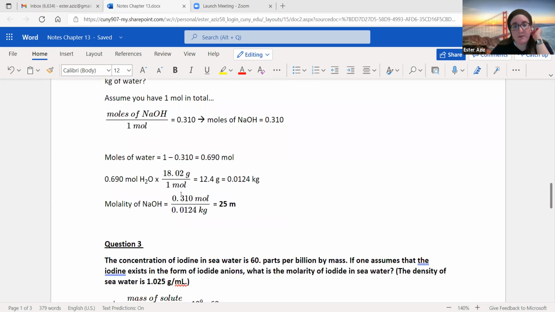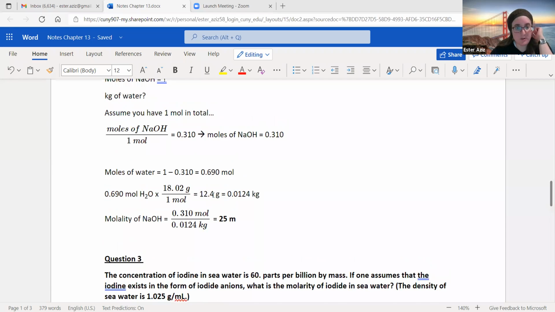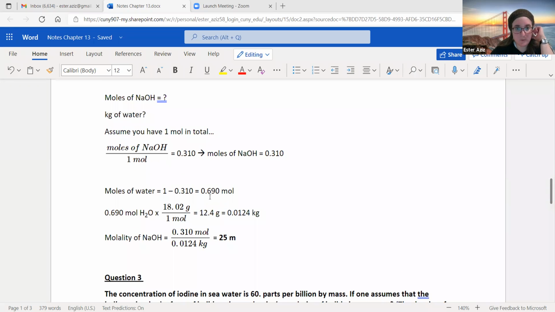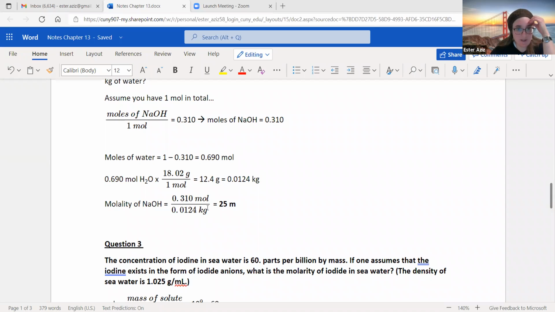Okay, so now we put everything together. The molality of NaOH would be 0.310, which is the moles of NaOH that we calculated, divided by the kilograms of solvent, 0.0124, and the answer to that is 25. 25 small m. It means that the molality is 25.